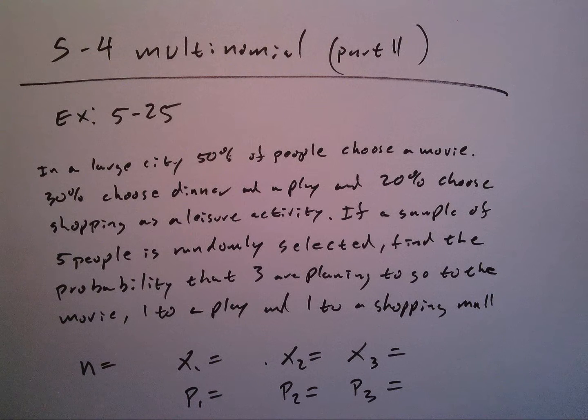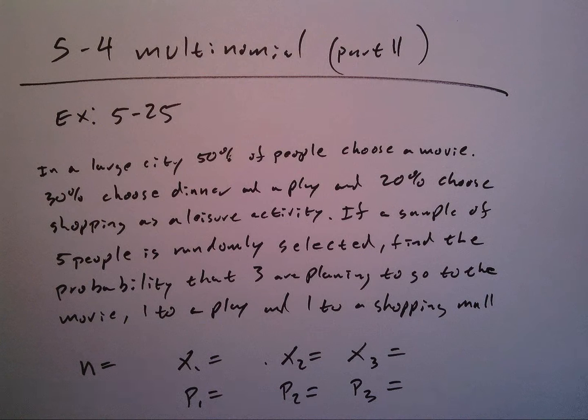In a large city, 50% of people choose a movie, 30% choose dinner and a play, and 20% choose shopping as a leisure activity. If a sample of 5 people is randomly selected, find the probability that 3 are planning to go to the movie, 1 to a play, and 1 to a shopping mall. Now, we need to identify what's going on.